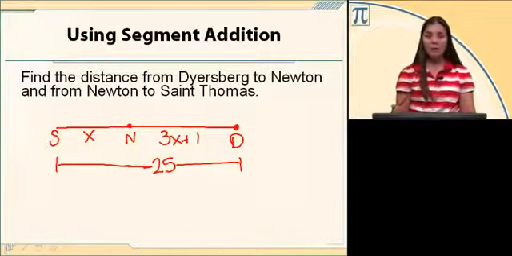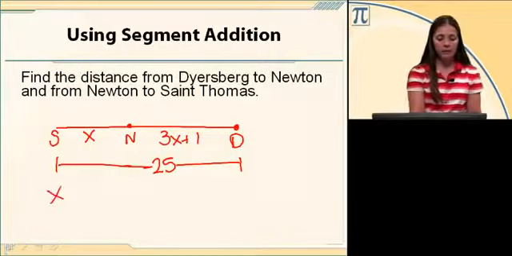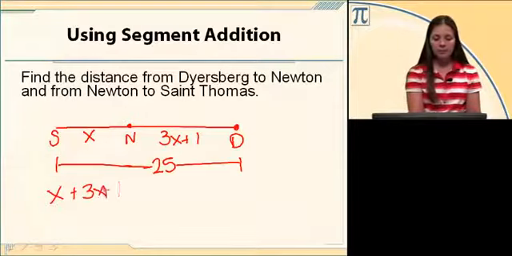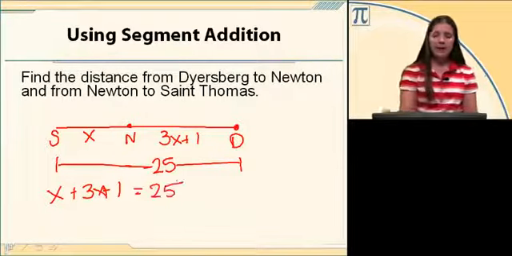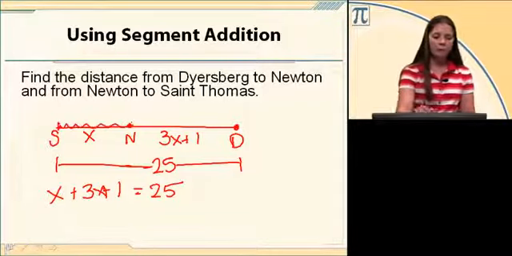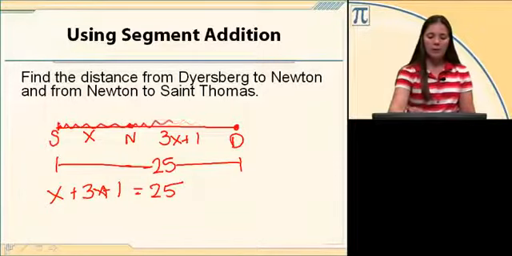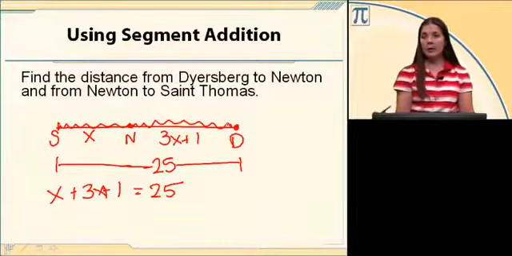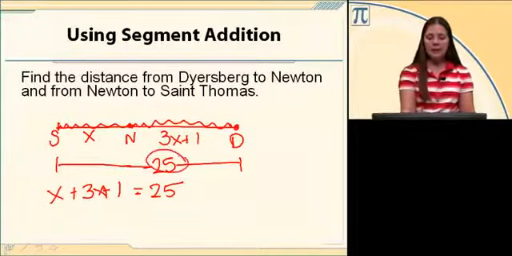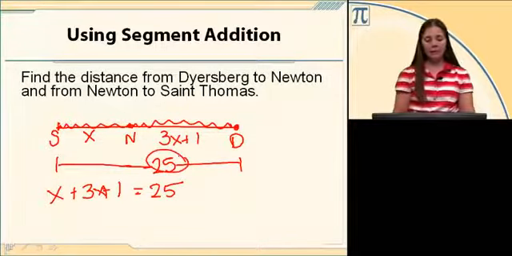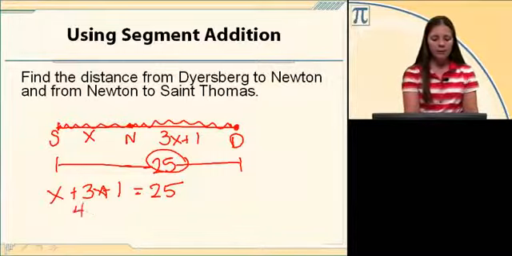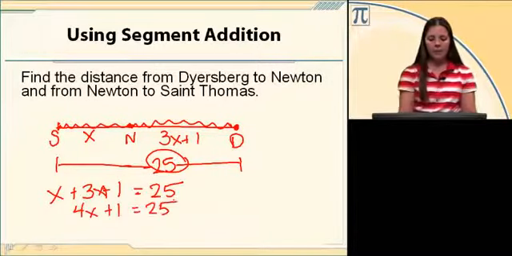Now I'm going to set up an equation to solve. x plus 3x plus 1 equals 25. I've taken the distance from St. Thomas to Newton, which was x, and I added the distance from Newton to Dyersburg, which is 3x plus 1, and I set it equal to my total, which was 25. I'm going to combine like terms. This is 4x plus 1 equals 25. If we subtract 1 from both sides, we get 4x equals 24.